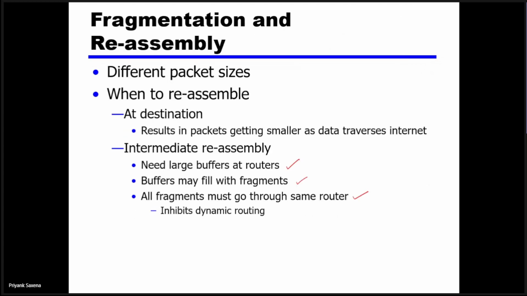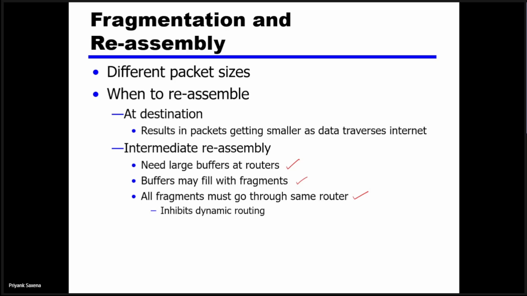So we talked about this fragmentation and reassembly at length. And you know why fragmentation is required, because different networks may have different packet sizes, right? So routers are supposed to fragment the datagram so that it can be made suitable for the other networks, right?